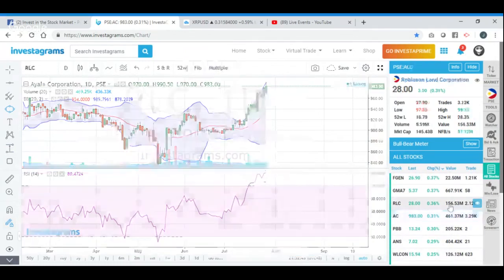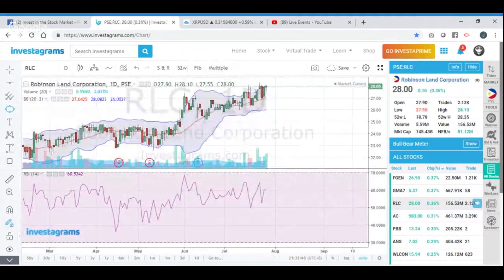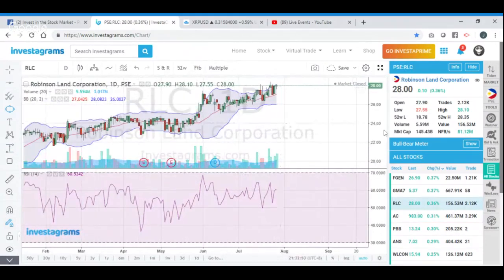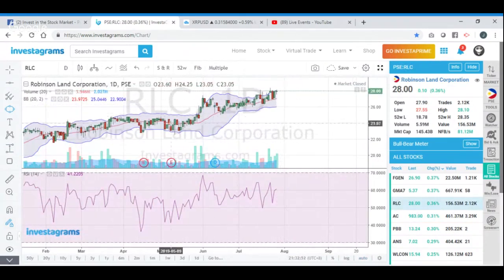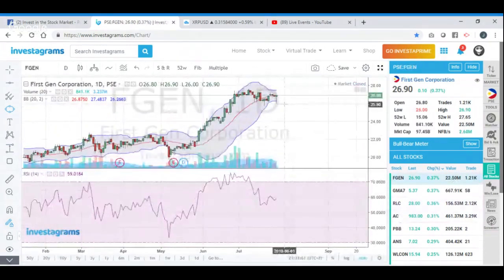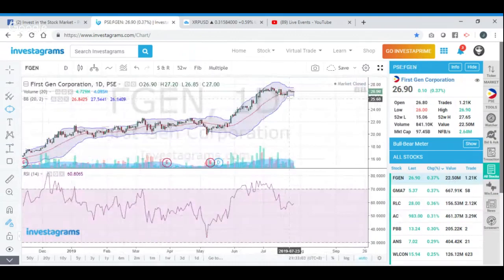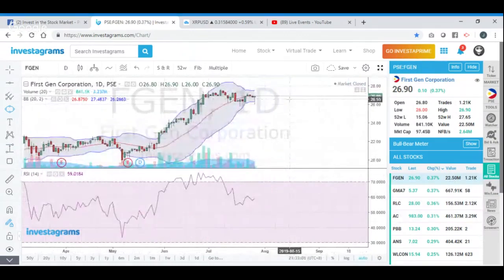The next one is RLC. RLC is also, we're at the resistance area. If you want to get in and ride the trend, get in near MA20. Okay. FGen. FGen. It's really hard to tell.